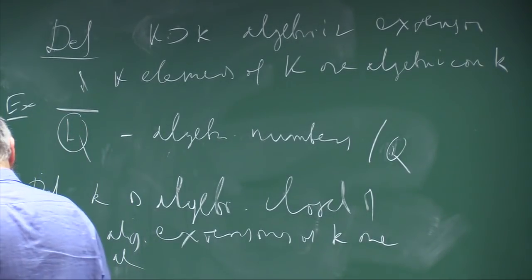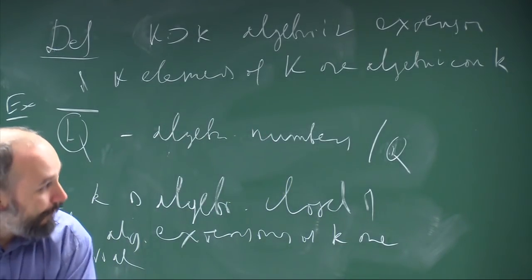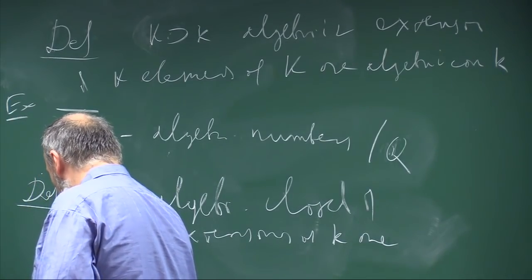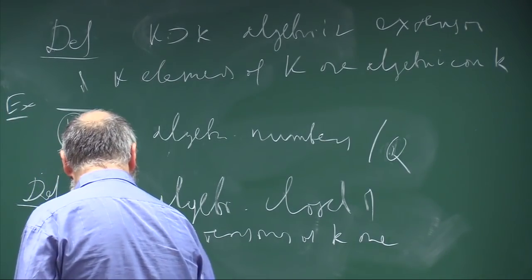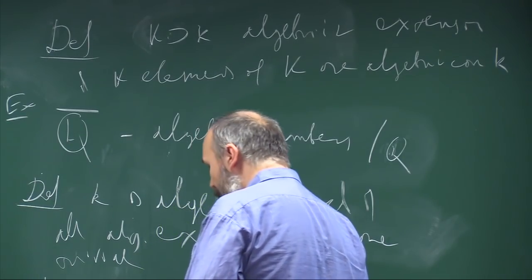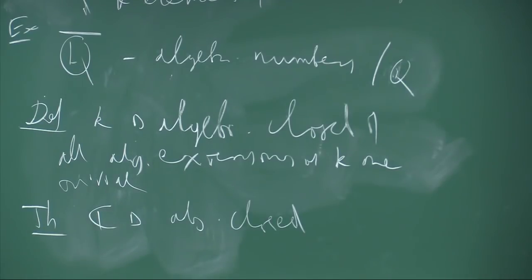And of course, I will prove, in a couple of minutes, a theorem stating that the field C is algebraically closed. This is more or less the fundamental theorem of algebra. But let me explain that. It turns out that algebraically closed fields are precisely fields where every polynomial has a root.